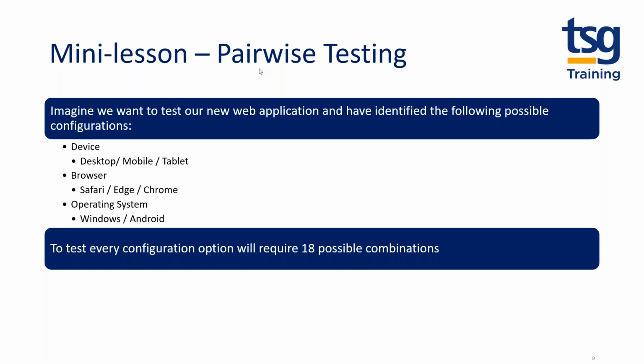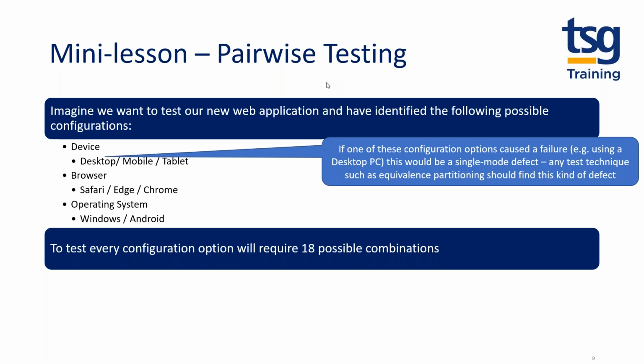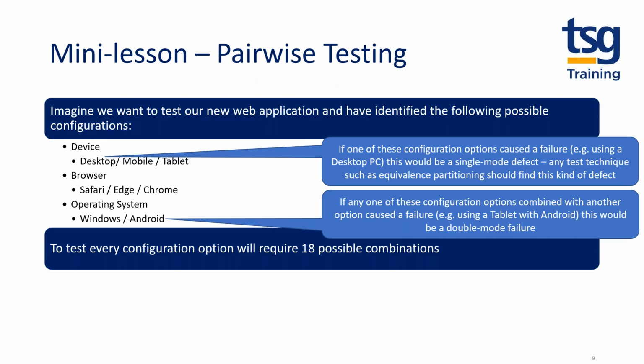So pairwise is a technique that takes into consideration more how I can find defects than how I can prove correctness. If any one of these configuration options caused a problem, for example, the application doesn't work on a desktop, we'd refer to that as a single mode defect. So it's the desktop that's wrong, and any test technique such as equivalence partitioning would find that defect. But if it's actually a combination of, for example, a tablet with Android, sorry, a Freudian slip, tablet with Android, and the problem was two things together, we would call that a dual mode or double mode failure.